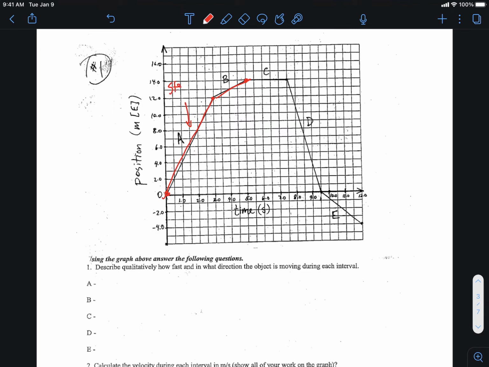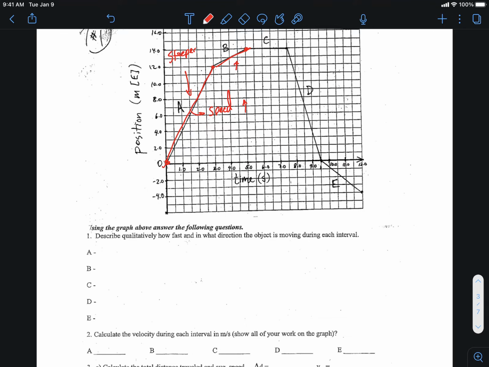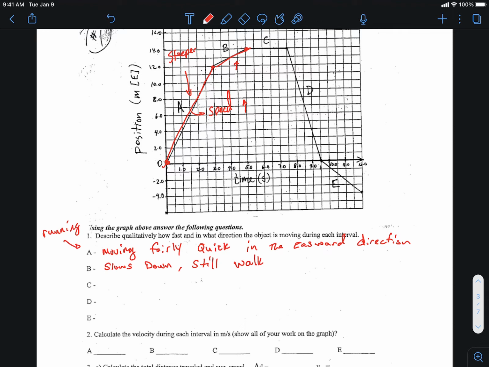Well, this slope here is much steeper, right? So if I found the slope like what we found in the last question, its speed is going to be much higher than right here because it's not as steep. The number that I'm going to get when I do the rise over run is going to be much higher. So qualitatively, I'm going to write, okay, moving fairly quick in the eastward direction. And then for part B, slows down, but still walking in the east direction. Or we could even say part B is walking and part A is running.